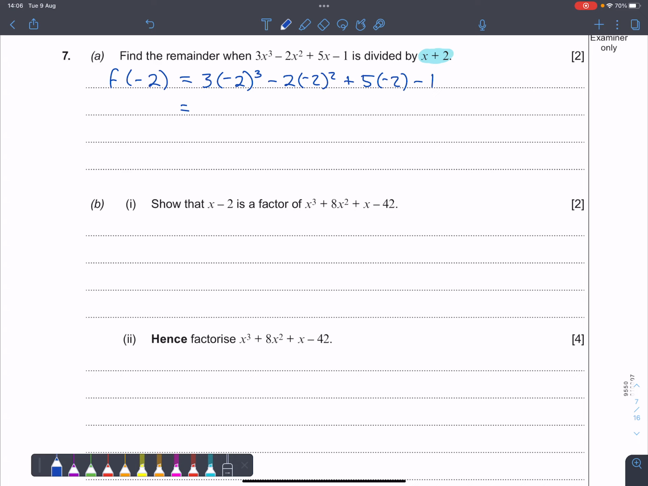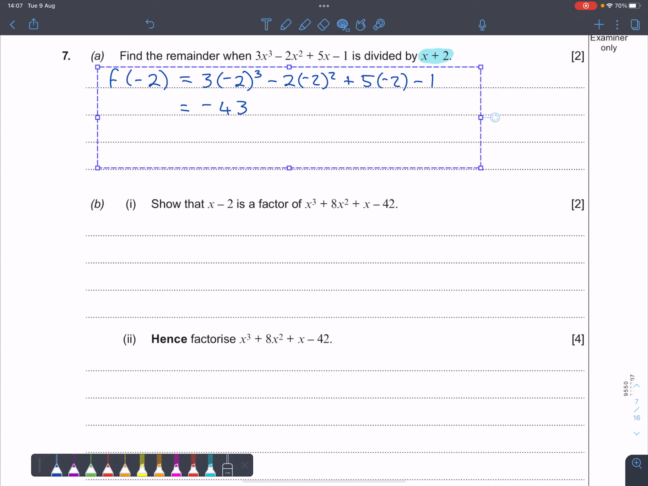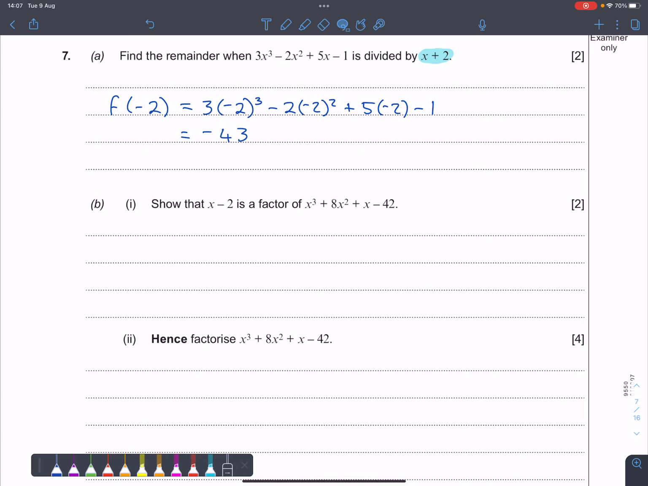So 3 lots of negative 2 cubed minus 12 lots of negative 2 squared plus 5 lots of negative 2 minus 1. So I'm getting negative 43. It's a good idea, if you are relying on a calculator to find your answer, to double check and make sure you have typed in everything correctly. So I'm just going to do that very quickly now. It looks like I have, so I'm happy with negative 43.